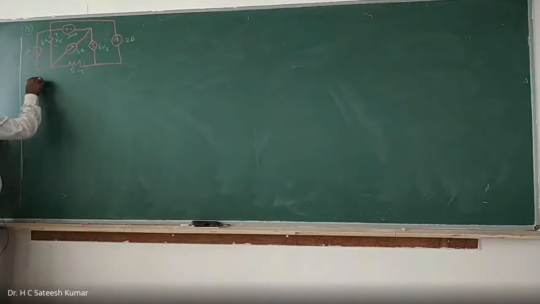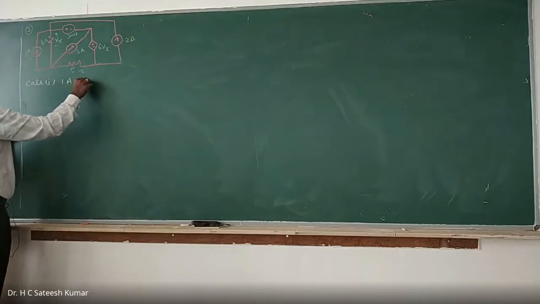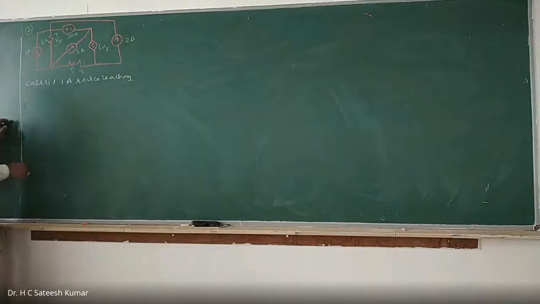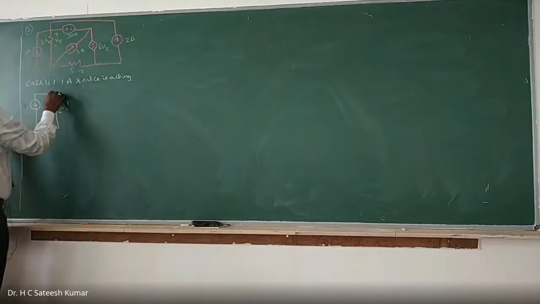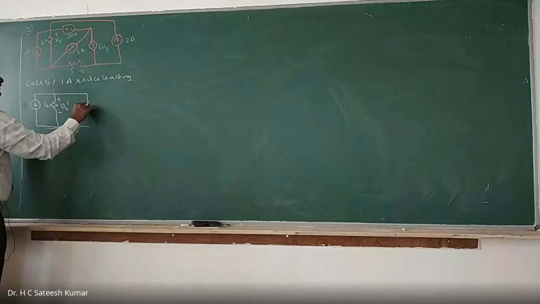So case 1. The 1 amp source is acting. In each case, rewrite the diagram, keeping only the 1 amp source. Other things you make 0. This voltage, I'll call it Vx dash, across the 4 ohm resistance, plus minus. And this will become short circuited. And this is open circuited. And this one you write as it is.